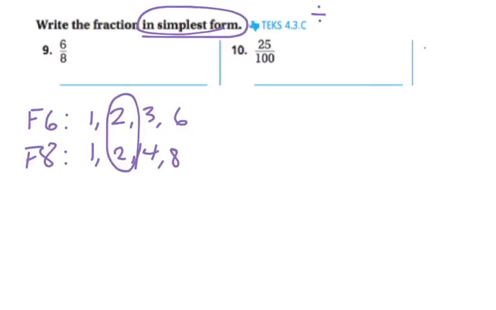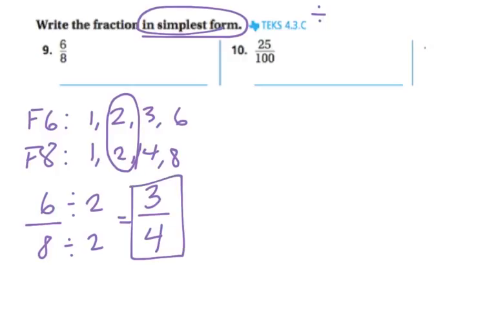So I'm going to take that 6/8 and now I'm going to divide by my greatest common factor of 2. 6 divided by 2 would be 3. 8 divided by 2 would be 4. So in simplest form, 6/8 is 3/4.